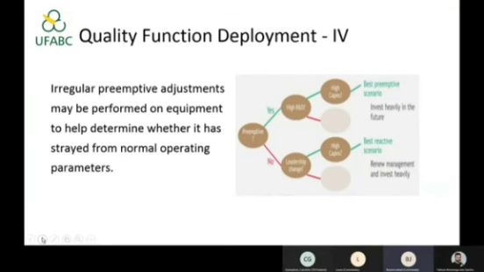Next, please. In the fourth and last phase of the quality function deployment, the length of time taken by the equipment to stray from normal operating parameters, rather than the length of time to break down, should be used. So this will be better for preventive maintenance cycles. Irregular preemptive adjustment may be performed on equipment to help determine whether equipment has strayed from normal operating parameters or is still working normally.